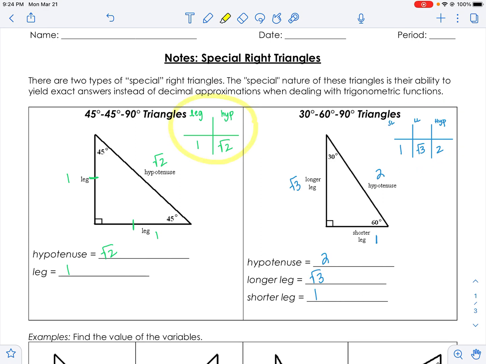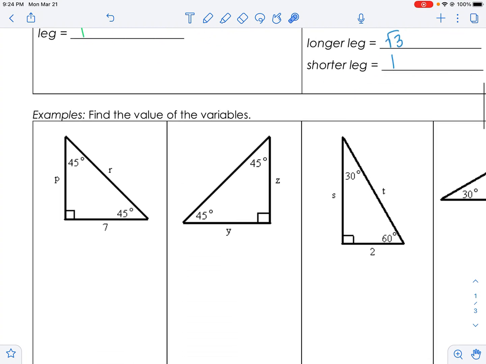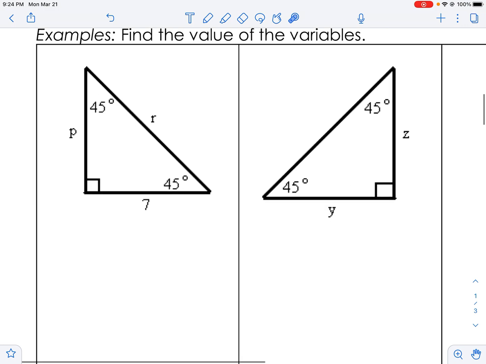So the easiest way to solve these problems is to ask yourself, do you have a special right triangle? If yes, which pattern is it going to follow? Fill in your chart and then cross multiply for your unknown. That's it. So let's take a look at this first one.